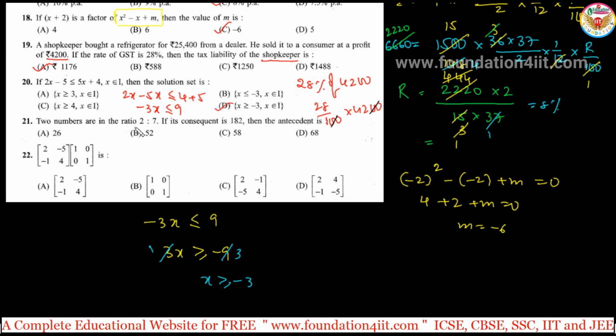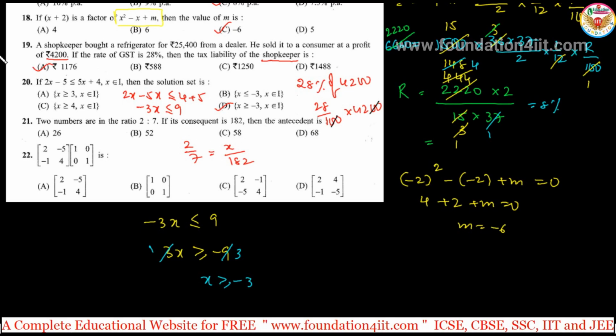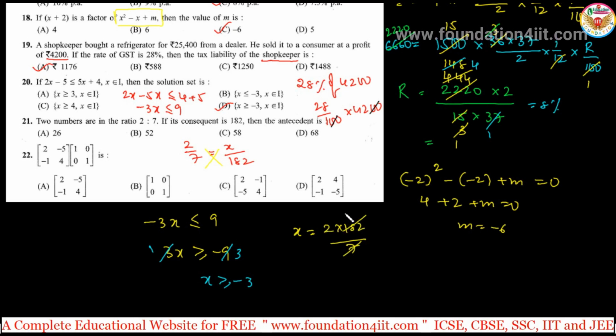Two numbers are in the ratio 2 is to 7. If its consequent is 182, the antecedent is the first value. First is 2. That means 2 by 7 is equal to x by 182. Consequent is 182, antecedent you have to find out. Make the calculation simple. Do cross multiplication. Then x is equal to, from this cross multiplication, 2 into 182 by 7. So 7 table, 2 is a 14, 6. So 52.